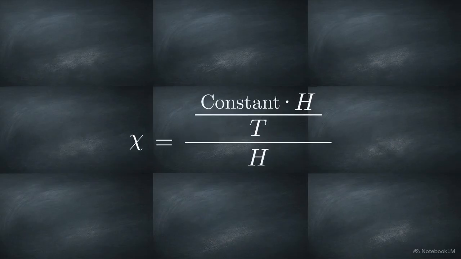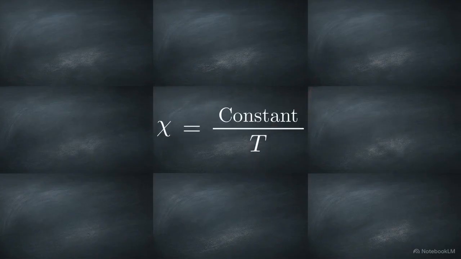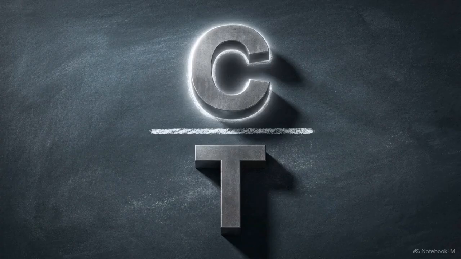Susceptibility is defined by how much magnetization you get for a given applied field. It's simply M divided by H. By dividing out the applied field from our linear relationship, the equation distills down to the inverse temperature dependence. Susceptibility equals a constant over T. We've arrived at Curie's law.